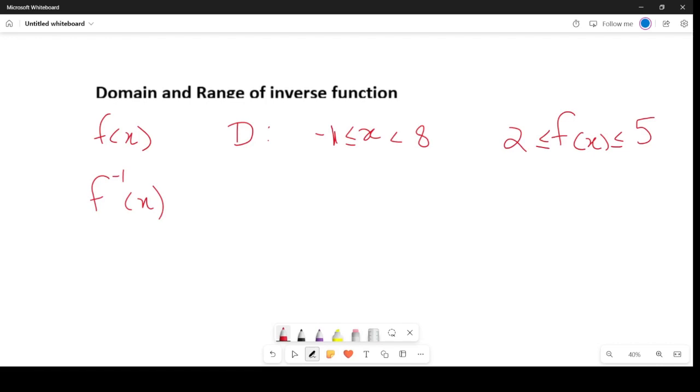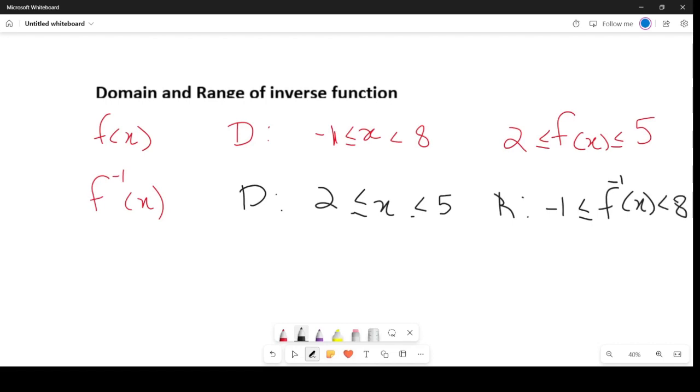If you have the domain and range of f(x), it's very easy to find domain and range of f inverse of x. What happens? The range becomes domain and the domain becomes range. So now the domain will be 2 to 5. Domain को हम x के साथ लिखते हैं. And the range is going to be -1 to 8. So -1 less than or equal to, you have to write f inverse of x in between, and then 8.